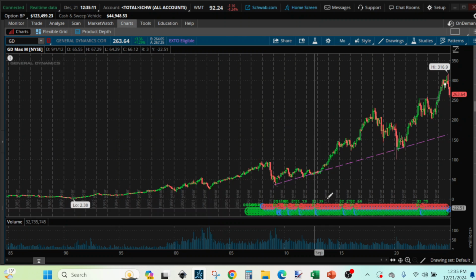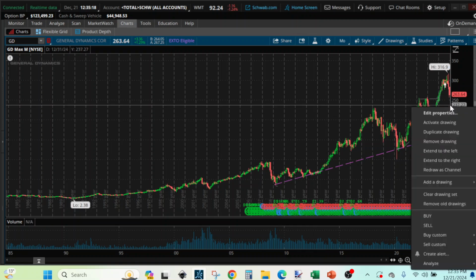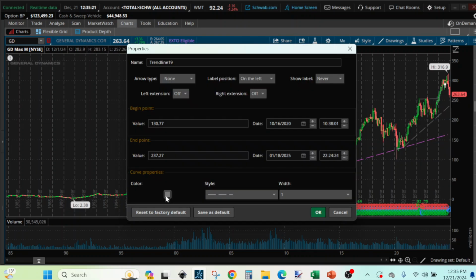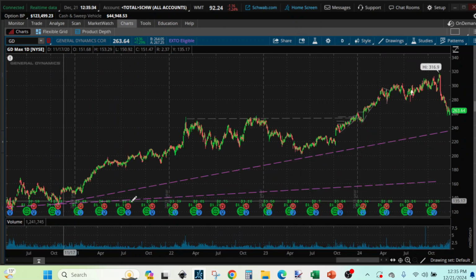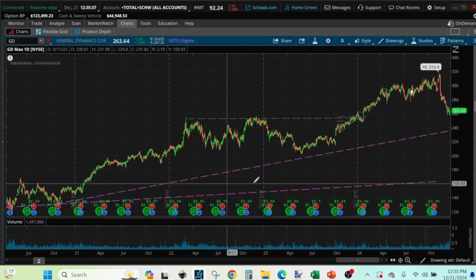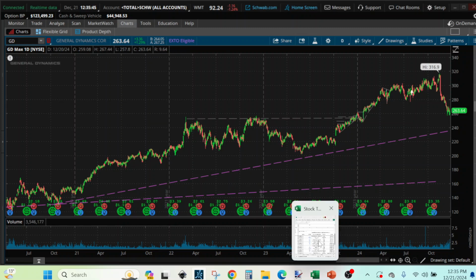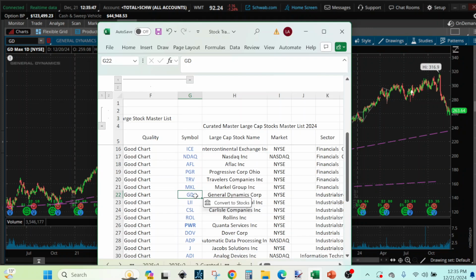Now let's trace another one that can be closer. Yeah, I think I like this one too. Question is, where are we willing to enter the trade? Let's go to maximum daily chart, and I think this could be the line. It is longer than 1 year, so it will be our line. We have both to refer to.